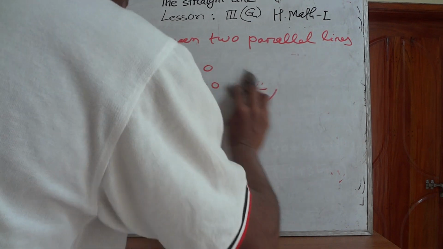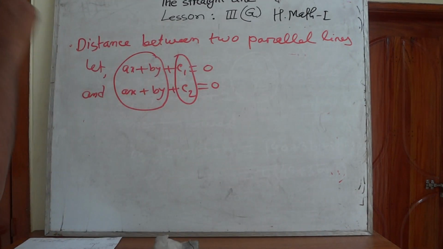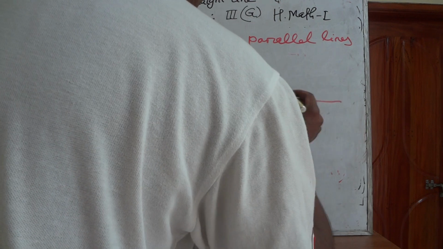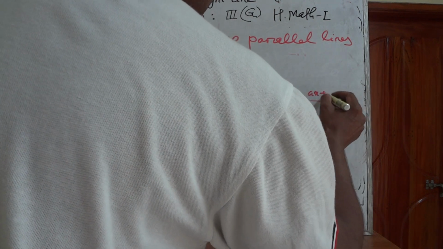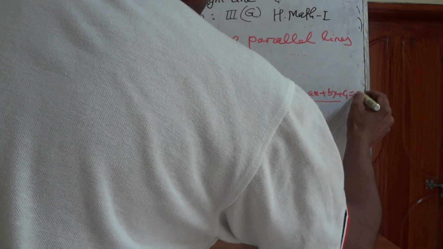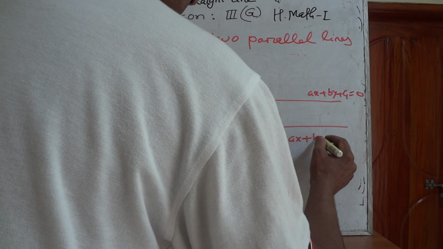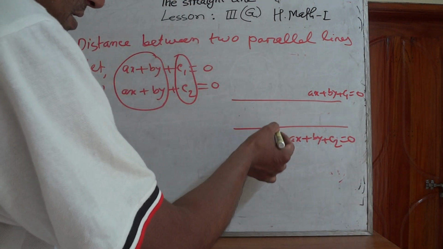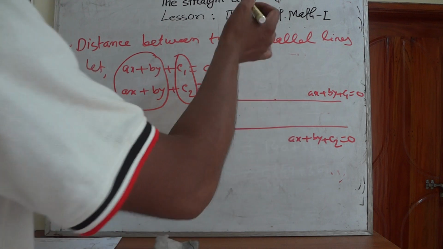Okay, but we have to find the distance between this line and this line. That means this line is ax plus by plus c1 equal to 0, and this line is ax plus by plus c2 equal to 0. That means you have to find the distance between this line and this line.